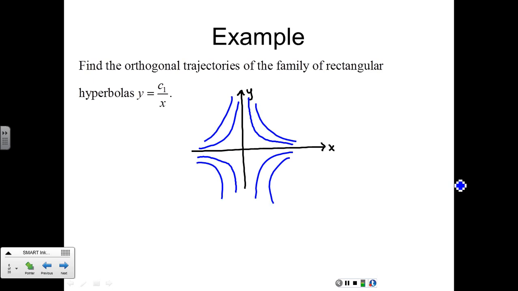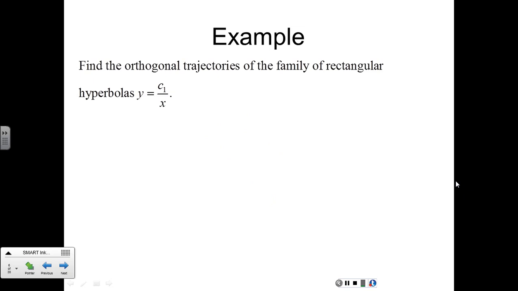What I'm wanting is to come up with a new family of curves that I could graph that would cross those at perpendicular lines. So let's see what we can do with that. First of all, I have to find a differential equation for that family of curves. There's only one constant, so I need to take one derivative is all I should ever have to do. Y prime would equal what?